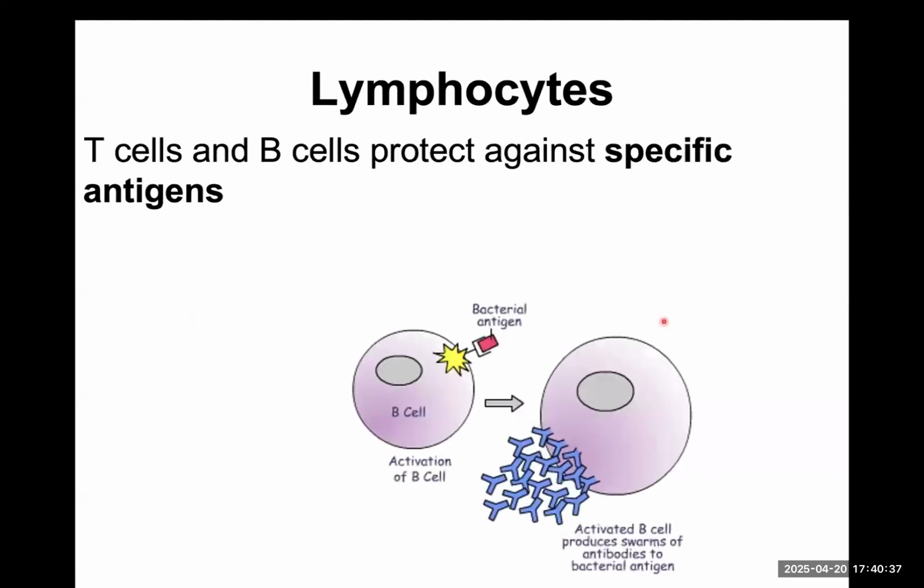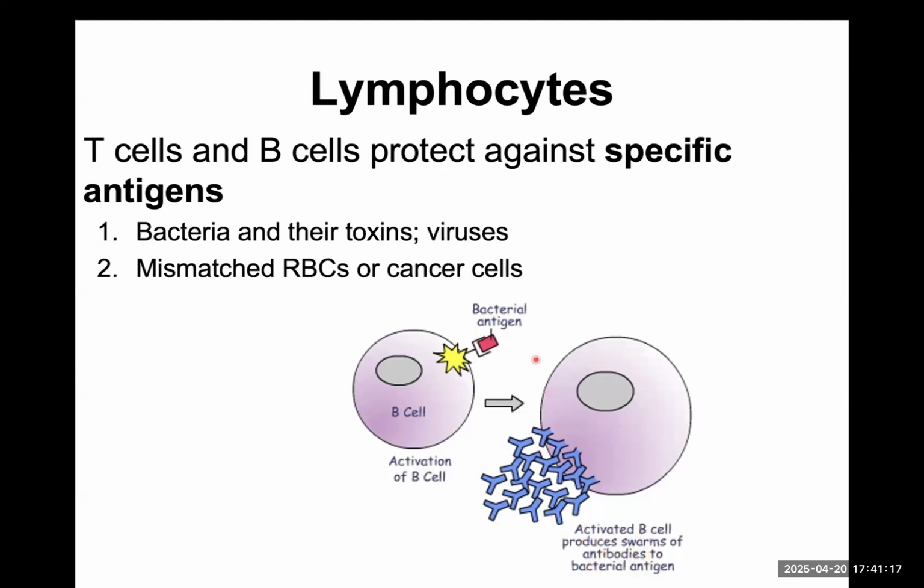So T and B lymphocytes protect against specific antigens. B cells fight against things that are trying to get into your body, and these are foreign things known as antigens. These can be bacteria, viruses, and toxins, the endotoxins and exotoxins that are created by bacteria and so forth. This image shows a B cell that finds an antigen and then releases a bunch of antibodies. The activated B cell sends swarms of antibodies to the bacterial antigen.